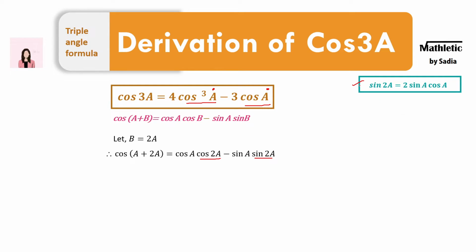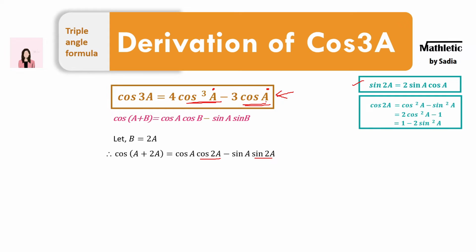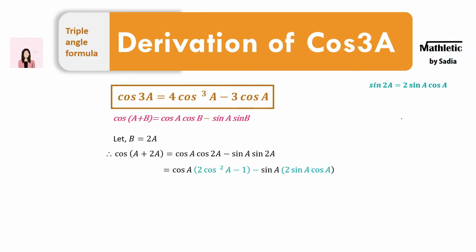The formula for sine is this, but for cos we have three formulas, and since we are deriving the formula for cos 3A, which is in terms of cos A only, that's why we have to use the second one, which is in terms of cos. So cos 2A is 2 cos square A minus 1, and sine 2A is 2 sine A cos A. Then we just need to multiply them, and here we have 2 cos A, and sine A into sine A will give me sine square A.